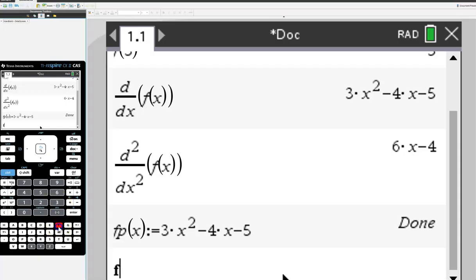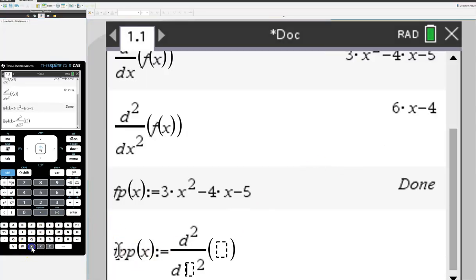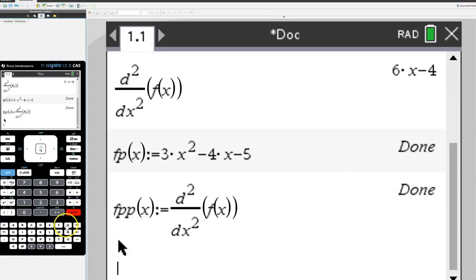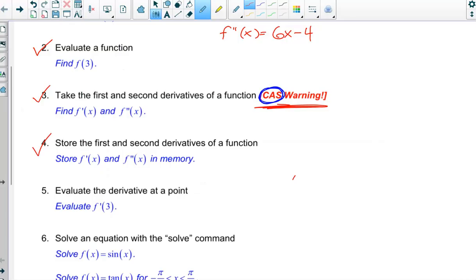Let's say I want to do the second derivative, fpp of x. I could just ask the calculator to take the second derivative here of f and store that in memory to fpp of x. Boom. It says done. Let's double check. What is fpp of x? How many times have I said pp? It's starting to sound a little weird. So yeah, calculator did that. That's great. Let's look back and see what we got to do next. Okay. Oh, this one is important.